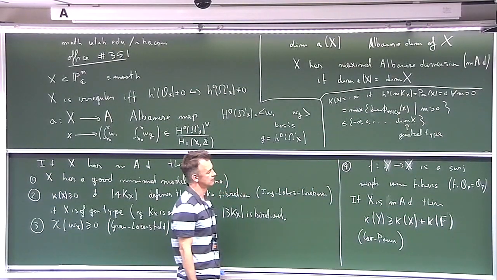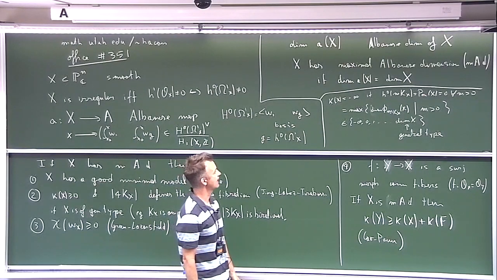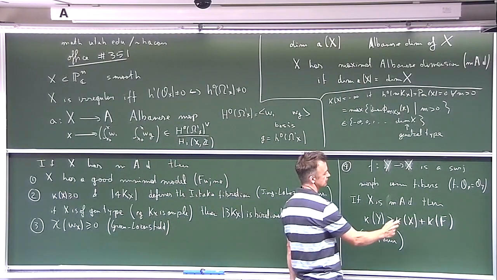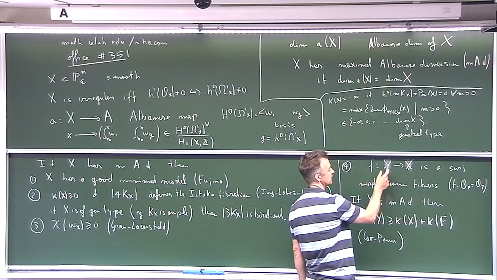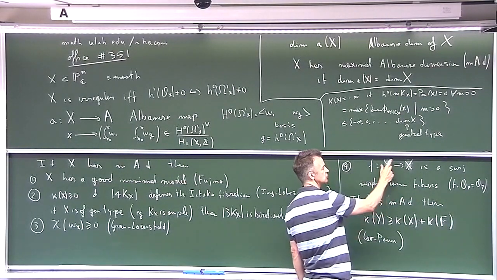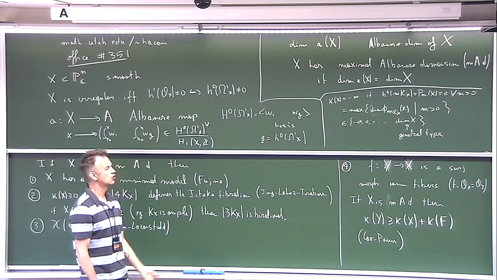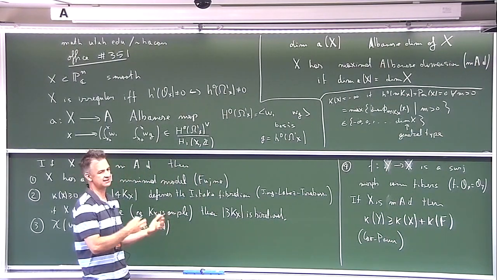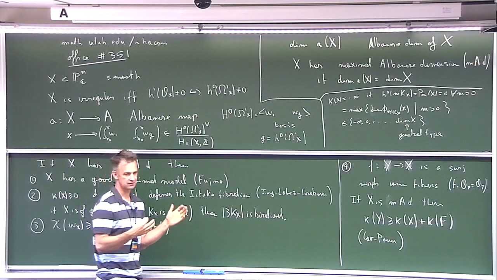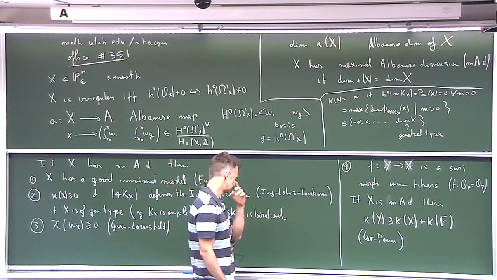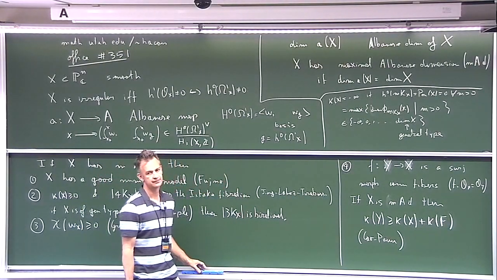So somehow this is saying that if you have lots of pluricanonical forms on X and on the general fiber, you can somehow construct lots of pluricanonical forms on Y, right? Of course, if Y were just a product of X and the fiber, it would be a trivial result, right? How these fibers fit together is interesting.